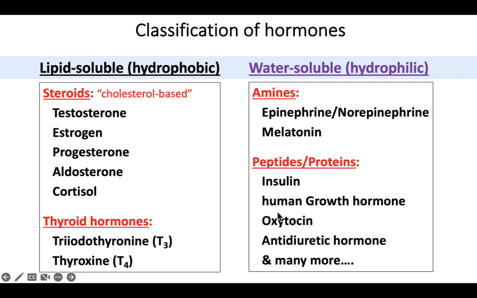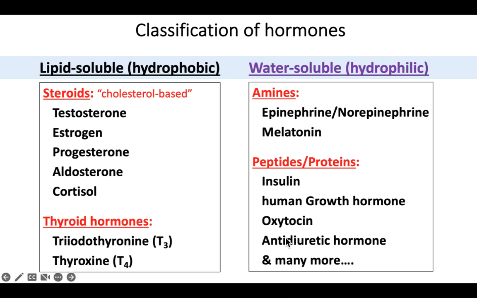Then we've got hormones that are made of multiple amino acids. So they're bigger. They need to be assembled, right? You need to put many amino acids together to produce these hormones. Sometimes they're called peptides if they're kind of a smaller protein, or if they're bigger, we just refer to them as proteins. But these are all going to be water soluble. They're made from multiple amino acids.